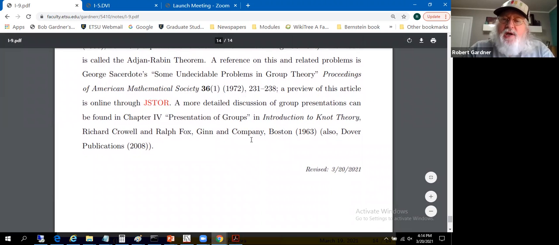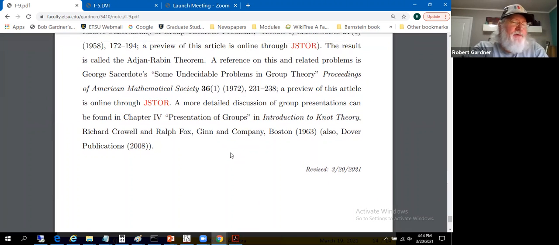A more detailed discussion of group presentations can be found, so you might not have seen this coming, in Chapter 4, Presentations of Groups, in Introduction to Knot Theory, kind of a foundational book in knot theory by Crowell and Fox. It's been in print since the 1960s. Dover still has it in print. It's available as a little inexpensive paperback Dover book, a couple hundred pages. It's not that big. If you poke around online, you might find a copy of it in PDF as well.